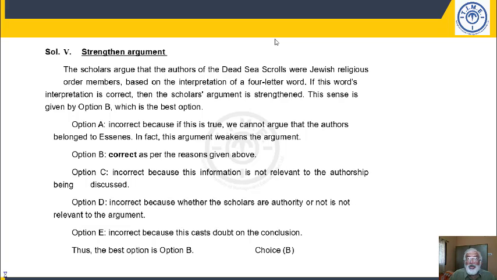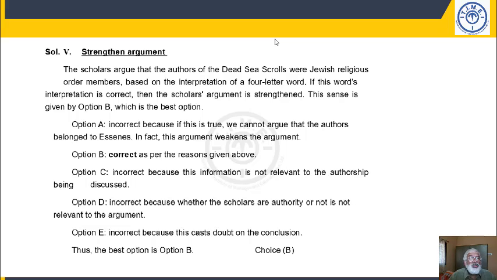So what do we have? These scholars argue that the authors of the Dead Sea Scrolls were Jewish religious order members based on the interpretation of a word. If this word's interpretation is right, then the scholars' argument is strengthened. Interpretation in terms of the script used, isn't it? And the only place where we discuss script is in B. A is incorrect because if it's true, then we cannot actually say that they were the authors. It could have been somebody else.